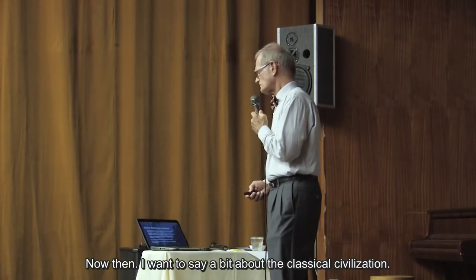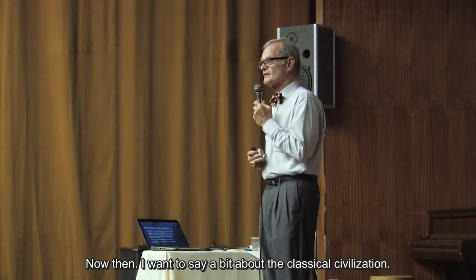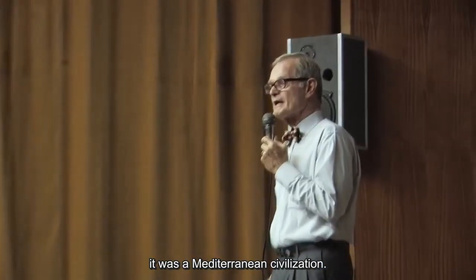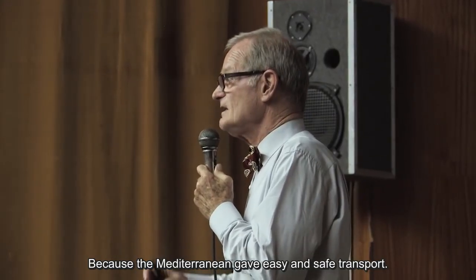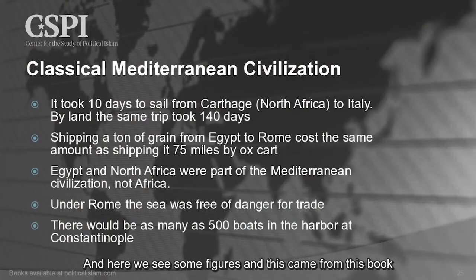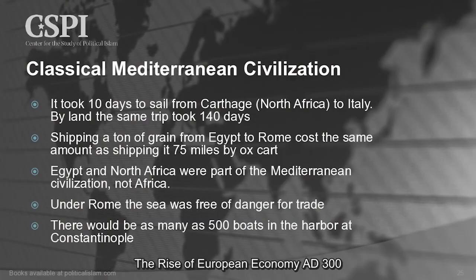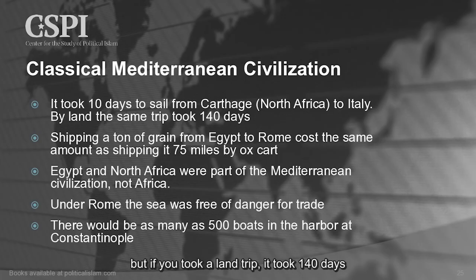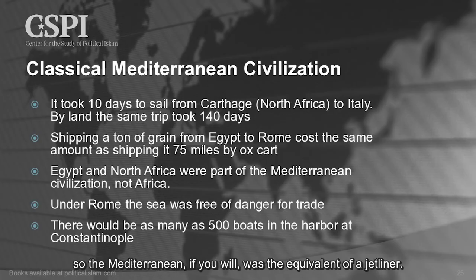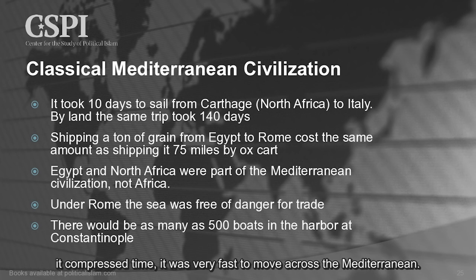Now then, I want to say a bit about the classical civilization. It was a Mediterranean civilization because the Mediterranean gave easy and safe transport. And here we see some figures. And this came from this book, The Rise of European Economy, AD 300. It took 10 days to sail from Carthage, North Africa, to Italy. But if you took a land trip, it took 140 days. So the Mediterranean, if you will, was the equivalent of a jetliner. It compressed time. It was very fast to move across the Mediterranean.